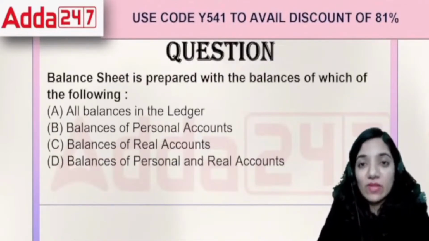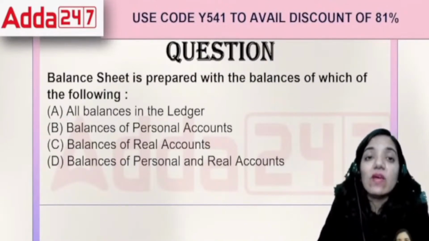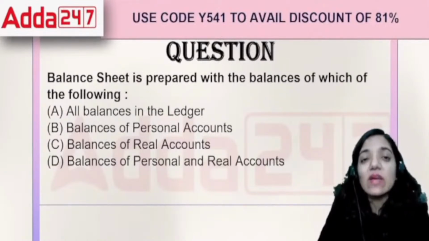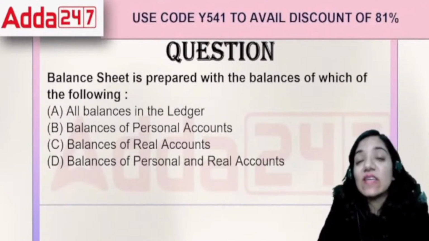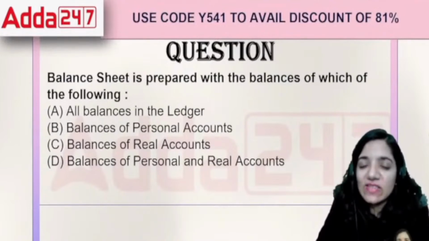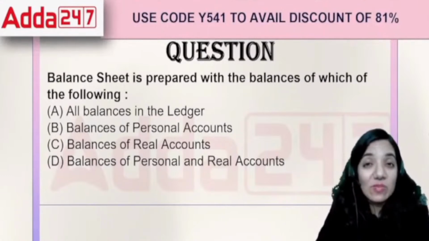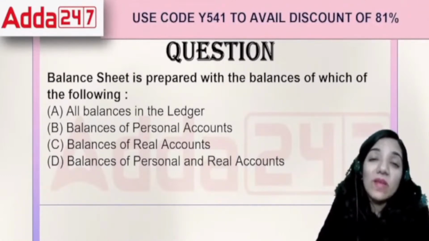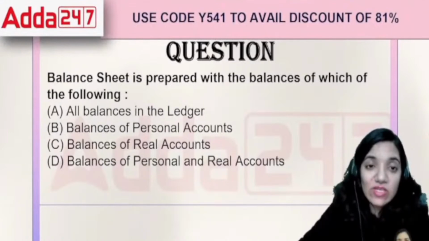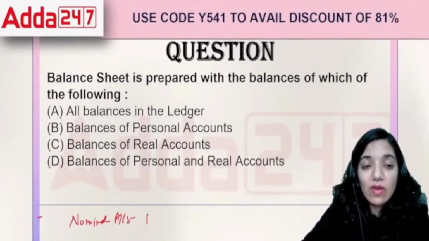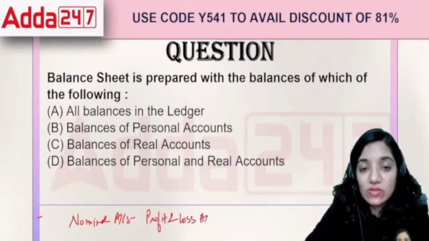Then comes the next point. Balance sheet is prepared with the balances of which of the following? All balances in the ledger, balances of a personal account, balances of real account, or balances of real and personal account. See, a balance sheet clearly records assets, liabilities and capital account. Does this mean that it records the expenses and incomes? No. All the nominal accounts go into the profit and loss account. That means for all the nominal accounts, we prepare the profit and loss account.